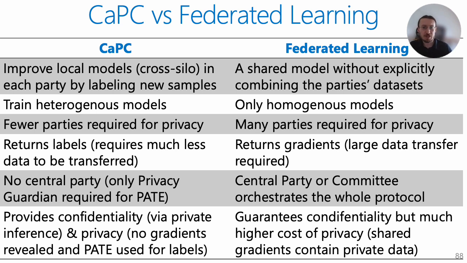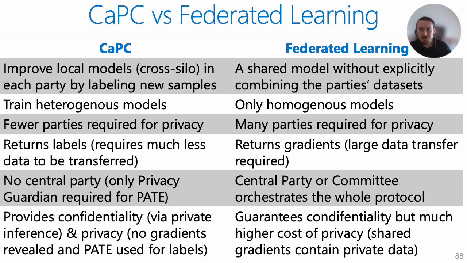In Capsi, we can use heterogeneous models, so each party might have a different model. For example, one party can have neural networks, another party can have decision trees, and still with these different heterogeneous architectures of models in each party, Capsi can help to improve local models in each party. However, this is not possible in federated learning, where we have to ensure that all the collaborating parties have exactly the same architecture of the model, so that we can aggregate the gradients.